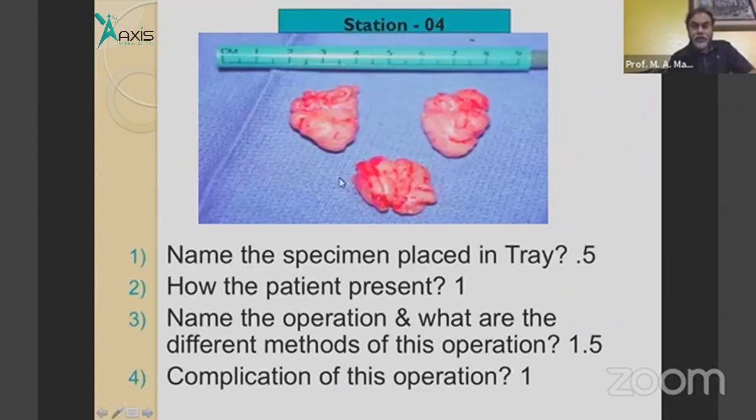Okay. This is a specimen of adenotonsillectomy. This is the adenoid, and these are 2 tonsils. How does the patient present? As you know, sleep apnea, snoring at night, nasal obstruction, mouth breathing, ear problems, all these. Name of operation, adenotonsillectomy operation. Methods, tonsillectomy methods I discussed. Adenoidectomy method by curette or by coblation. Complications of this we discussed.